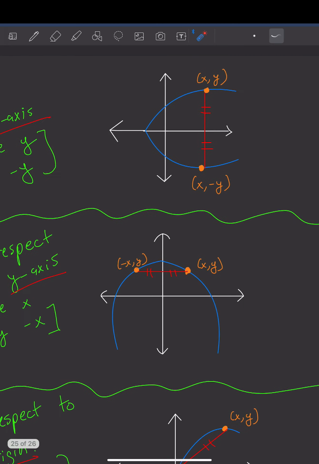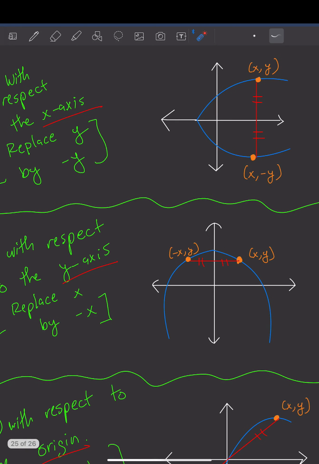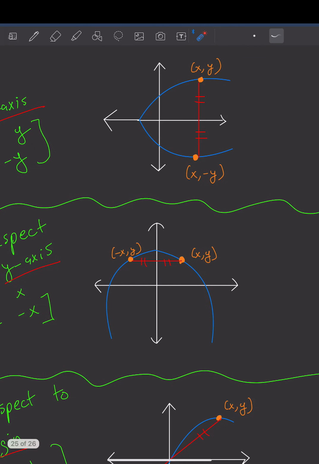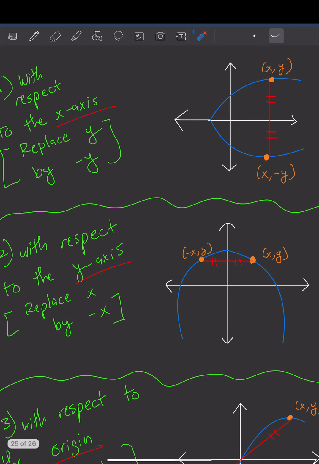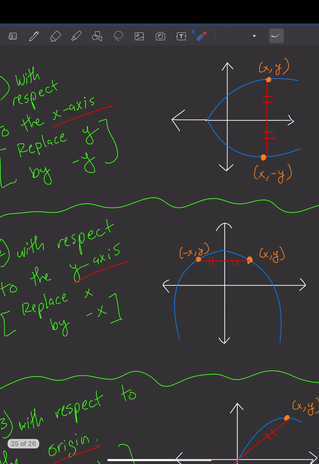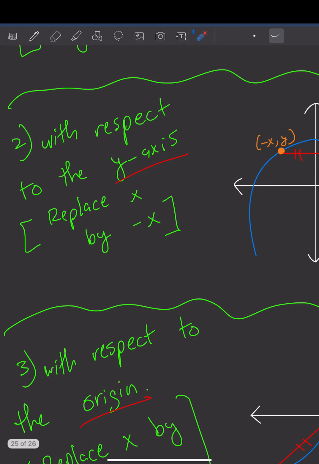So let's say that you have a point up here, x and y, and you're trying to have the symmetry with respect to the x-axis. Instead of a positive y, you're going to reflect that and now have a negative y, which is why when you're talking about respect to the x-axis, you're only dealing with the y signs, from a positive y to a negative y, or vice versa.